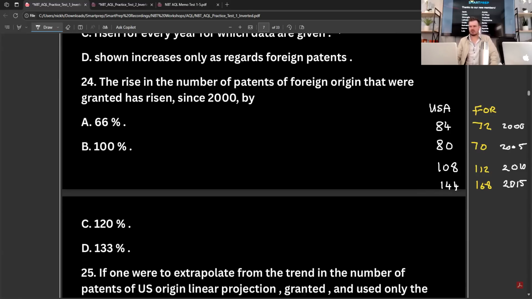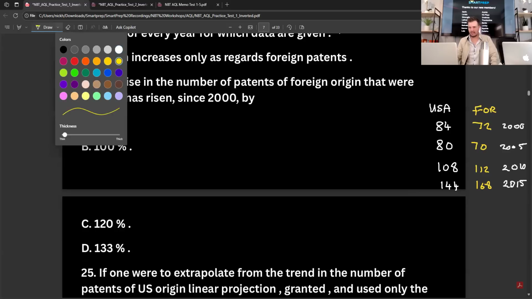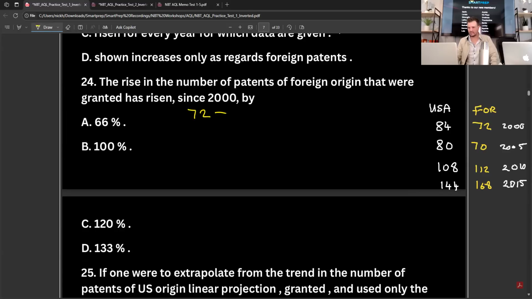Okay, the rise in the number of foreign origin patents has risen in 2005. Okay, so I'm going to show you this again now. So 72 to 168. Okay, so now we subtract again. So we will subtract the 168 and the 72. So what 72 from the 168 gives you, that'll be a 6. We need to borrow a 1 to put here. And so we get 96.